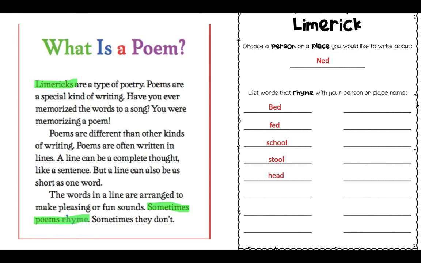Okay, so this is all you have to do on this planning page. Choose a person or a place, and then start picking words that rhyme with the person or place, and then pick some other fun rhyming words that you can use in your limerick.